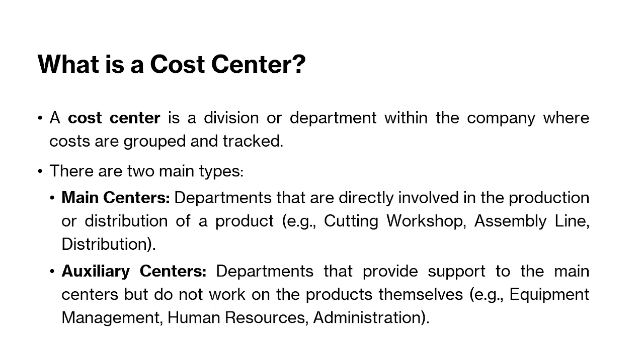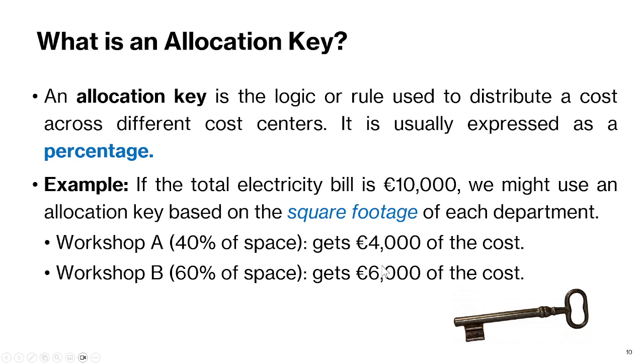So what is a cost center? We have to know that there are two kinds: the main center and the auxiliary center. Now we have another definition, allocation keys. An allocation key is simply the rule or logic we use to divide a cost. For instance, we might allocate the electricity bill based on the square meters each department occupies. It's all about finding a fair and logical way to split the bill.